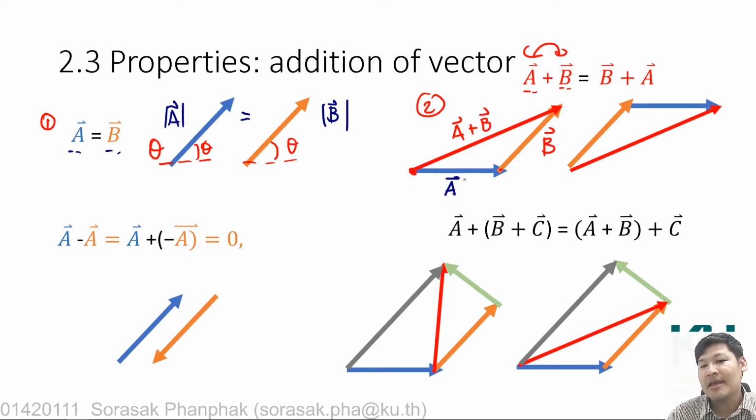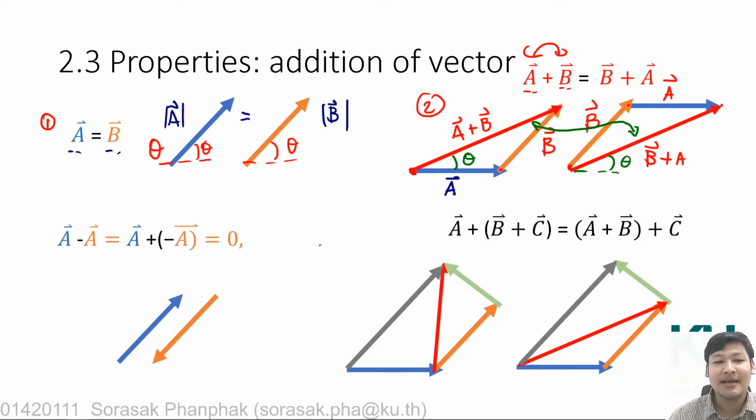Rather than having A and then B, you can change to B plus A. So when you connect from the tail to the head and then another tail to the head, and try to find the resultant, B plus A is exactly the same as A plus B, right? The magnitude is the same, and the theta, or the direction, is the same. These are the properties of the vectors.